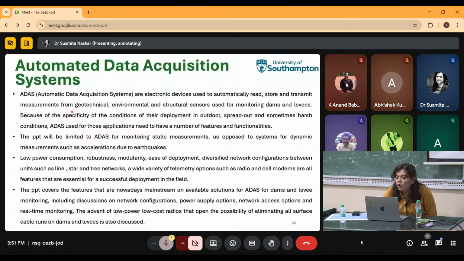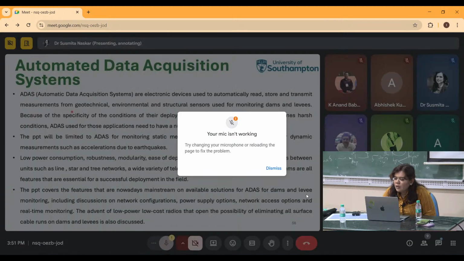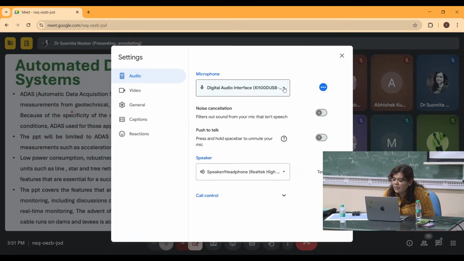So again, what is this ADAS? We call it an automated data acquisition system, and it is an electronic device designed to automatically read, store and transmit data from various sensors used in any kind of structural monitoring system, right? It can be used in environmental monitoring also, and in other kinds of structural monitoring. So now let's look at the modern developments happening with ADAS, because it is still an ongoing research area, and a lot of researchers are still working on it.